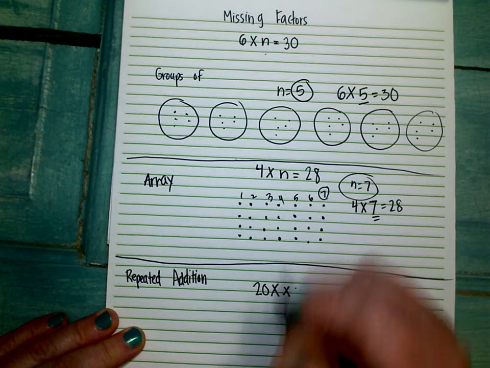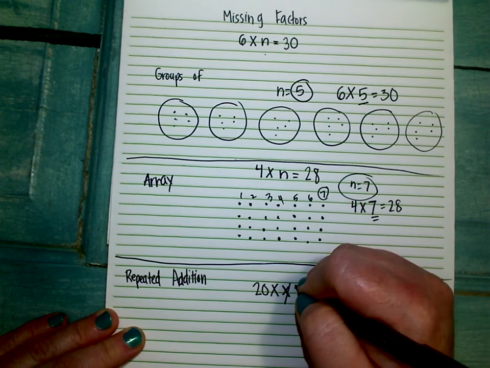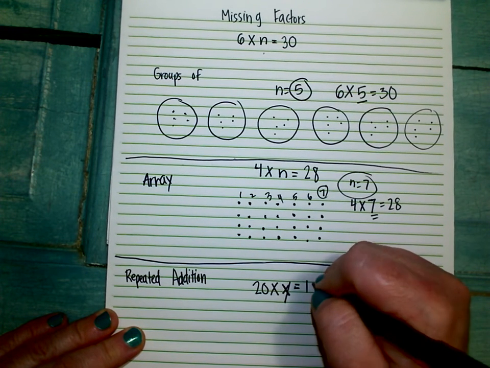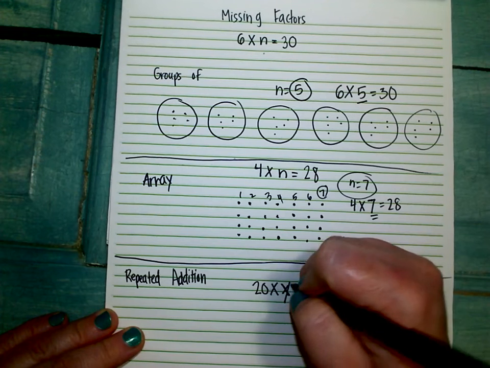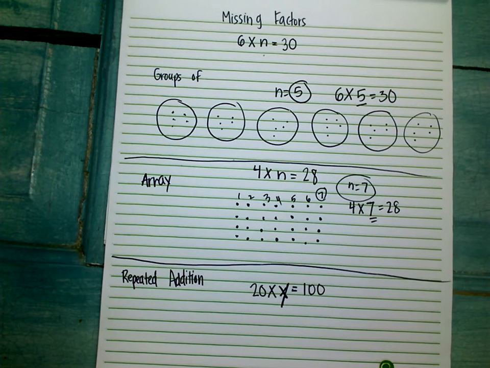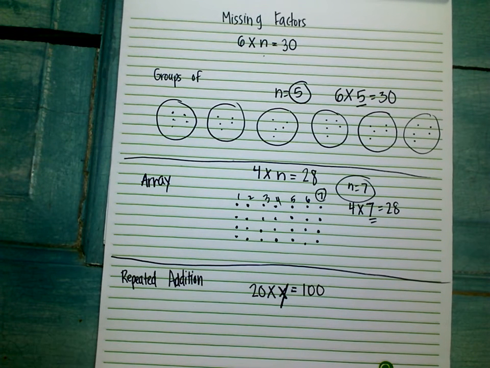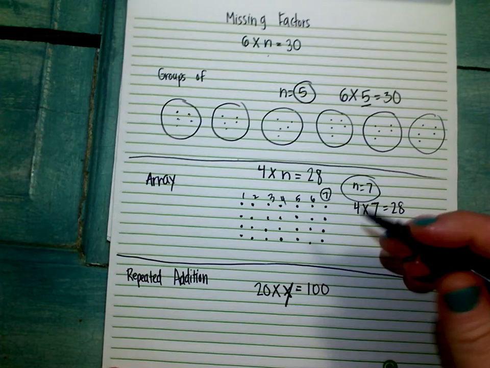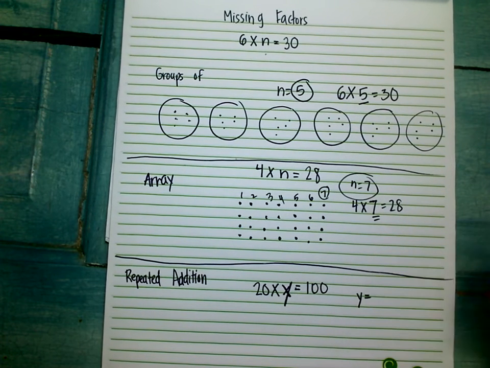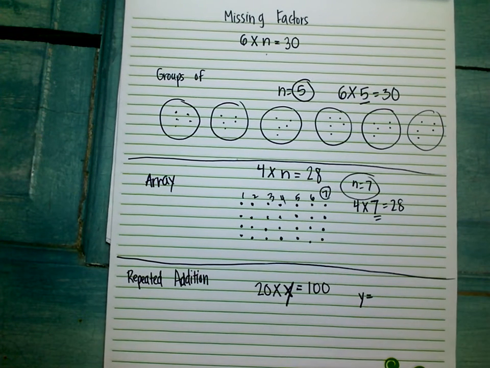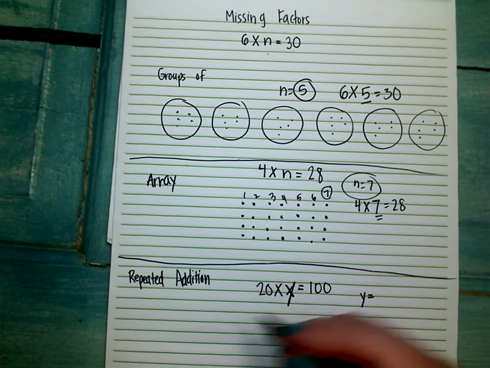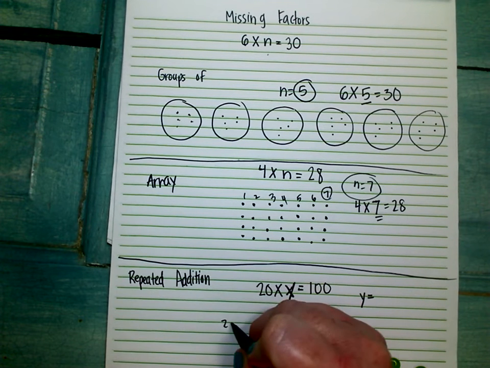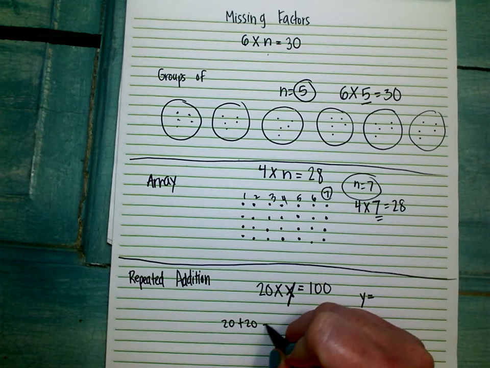So let's pretend that I am solving for 20 times something. We'll say x. You know what? Let me put y. 20 times y equals 100. Now you might already know that. Maybe you just know it. Some people do. But let's say I'm solving for y. Using repeated addition, I am just going to add 20s until I get to 100. So 20 plus 20 equals 40.